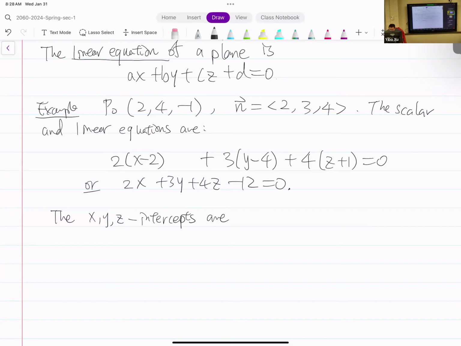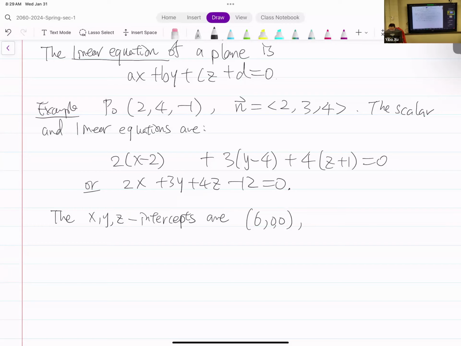So when you think about the x-intercept, they're just saying, okay, along the x-axis, that means the y and z coordinates are all zeros. So you can just make these zeros, and that tells you x must be 6. So the x-intercept is (6, 0, 0). I'm just going to directly write it down.